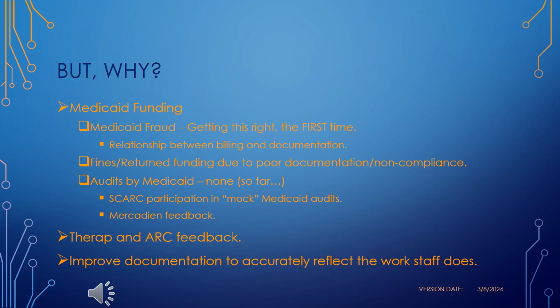So it's incredibly important to get our documentation right and to get it right the first time, because that money will have already been used to pay for staff wages, for program maintenance and upkeep, for food, gas, vehicles, transportation, and for any of the services and activities provided to SCARC individuals. Now, SCARC has not been officially audited by Medicaid yet. So, where is this information for these guidelines and changes coming from?